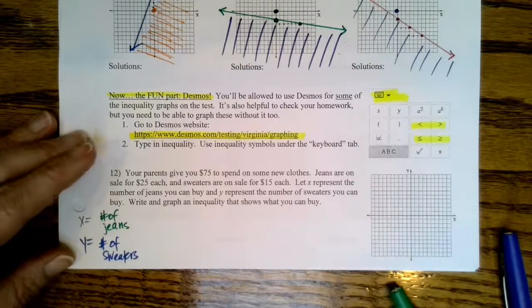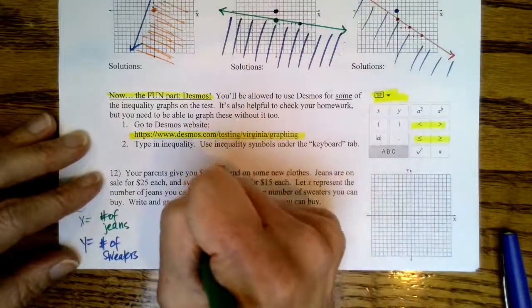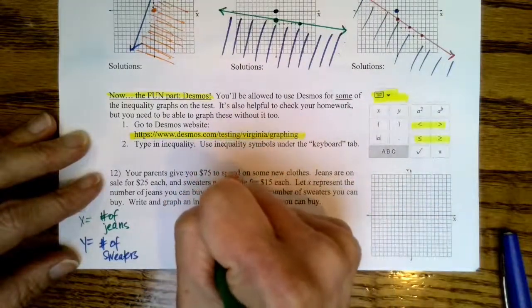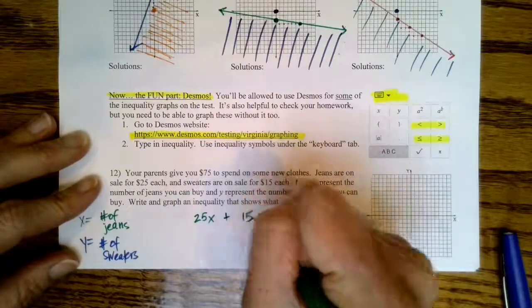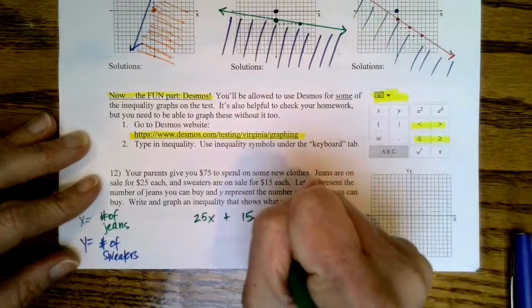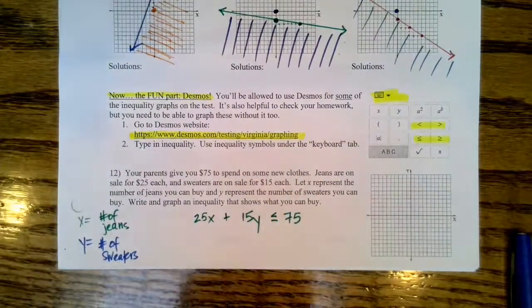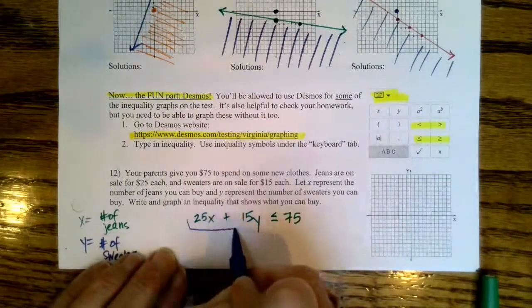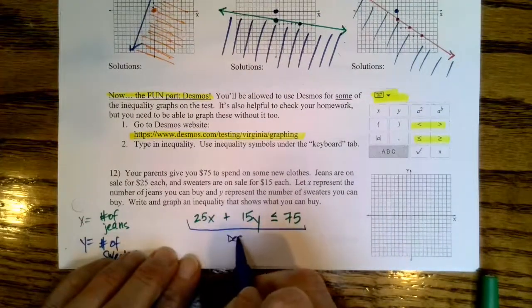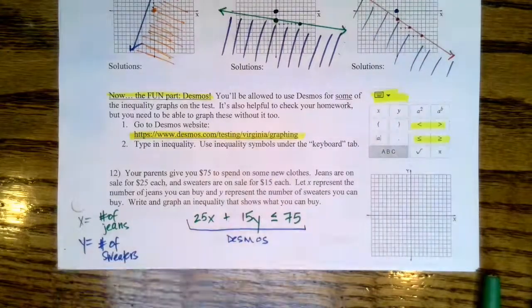So when I have $75, that means that $25 for every X plus $15 for every Y has to be less than or equal to $75 because that's all the money I have. So what I want you to do is enter this equation into Desmos, and I want you to tell me what you see.